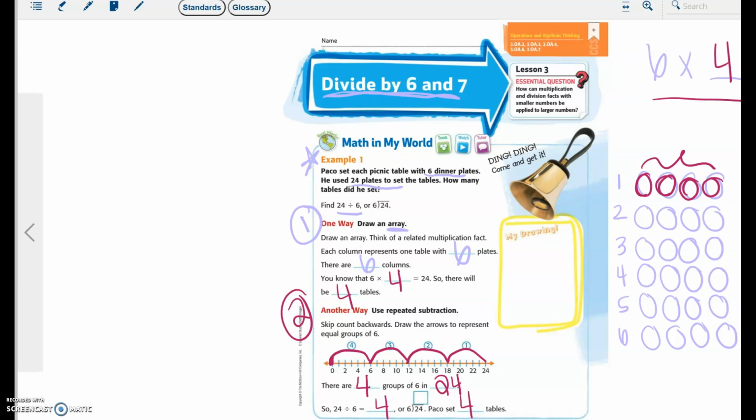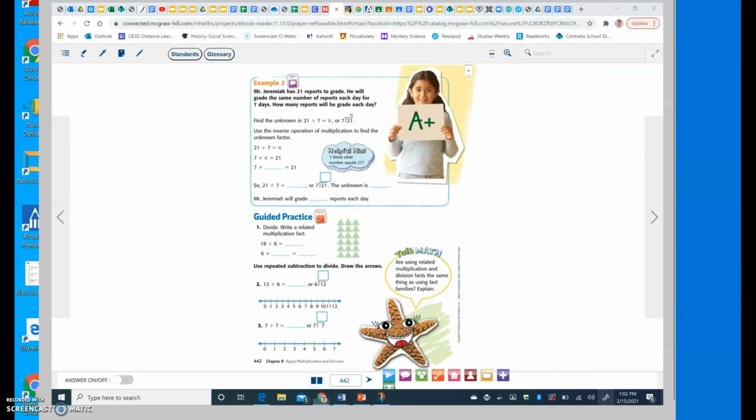So when we move on to the next page, you use what works for you. You can draw an array, you can skip count backwards using repeated subtraction, or you can always think about a related multiplication fact. Let's take a look at page number 2.